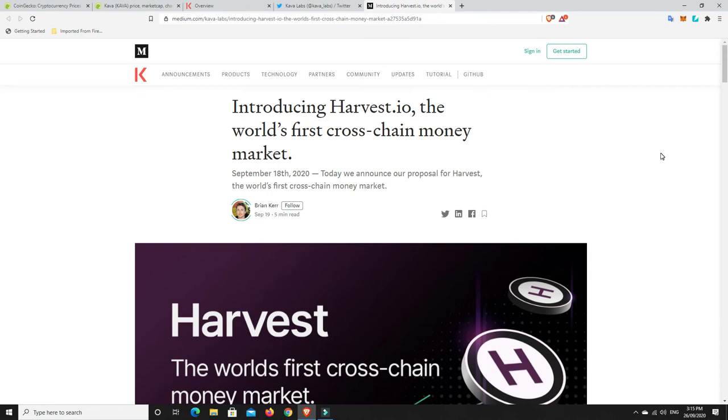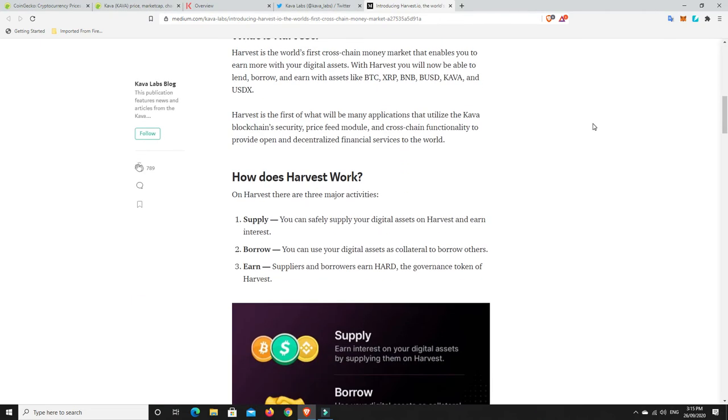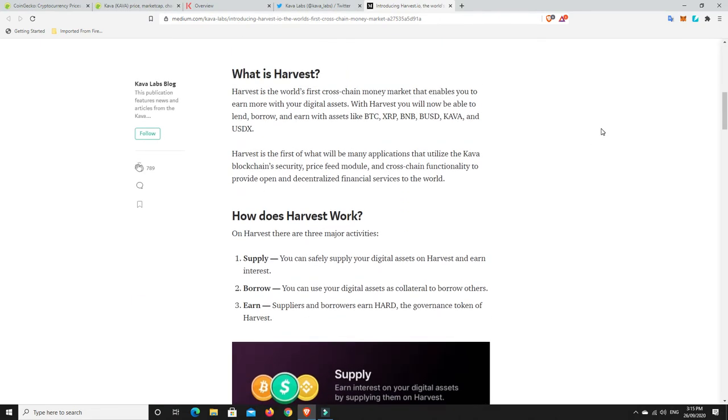Introducing Harvest.io, the world's first cross-chain money market. What is Harvest? Harvest is the world's first cross-chain money market that enables you to earn more with your digital assets. With Harvest, you will now be able to lend, borrow, and earn with assets like Bitcoin, XRP, BNB, the Binance USD, KAVA, and USDX. Harvest is the first of what will be many applications to utilize the KAVA blockchain security, price feed module, and cross-chain functionality to provide open and decentralized financial services to the world.